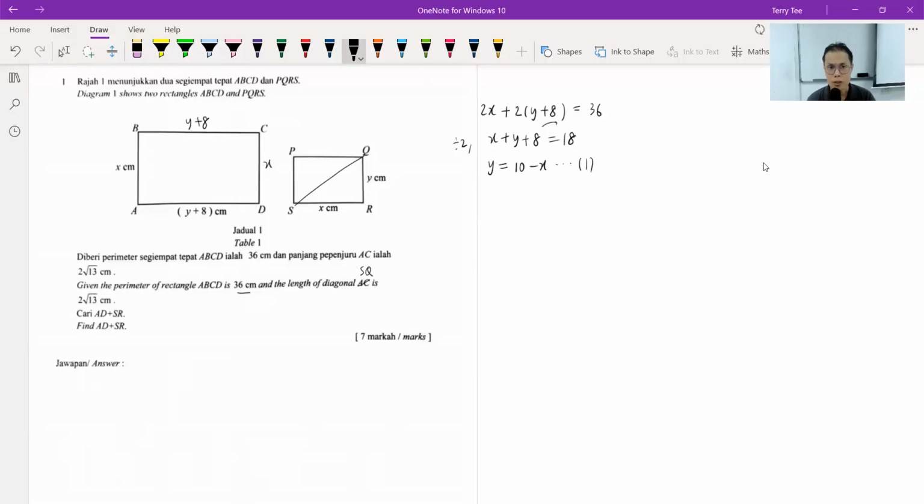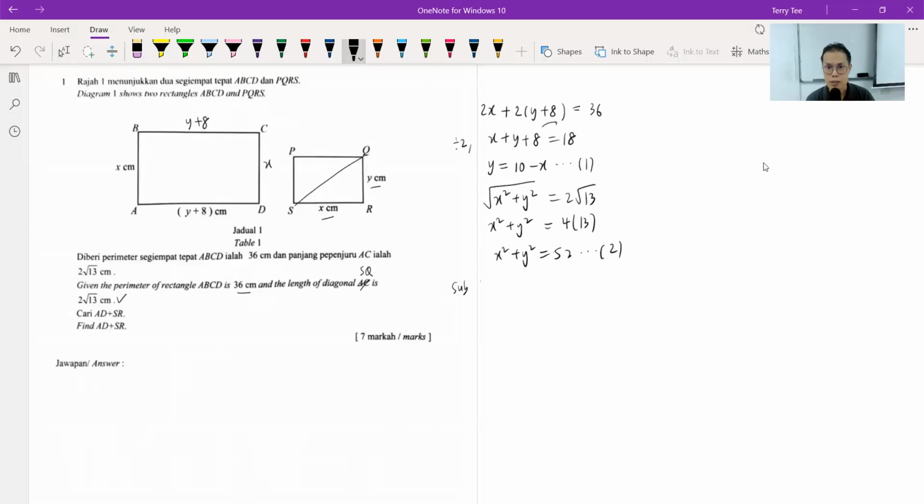For my second equation, I'm supposed to use the relationship between x and y in the rectangle PQRS here, because your diagonal SQ, once again, is 2 root 13. So I'm going to say the square root of x squared plus y squared is 2 root 13. Let's square both sides. 2 squared gives us 4, root 13 squared gives us 13. So x squared plus y squared is now 52. If you're not sure, you can just use a calculator.